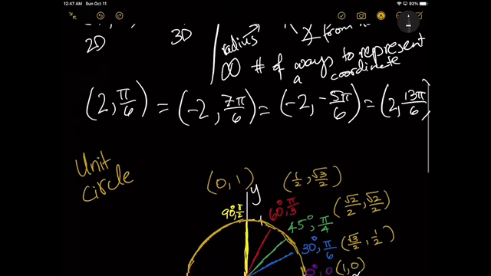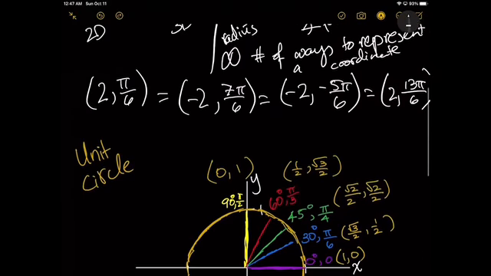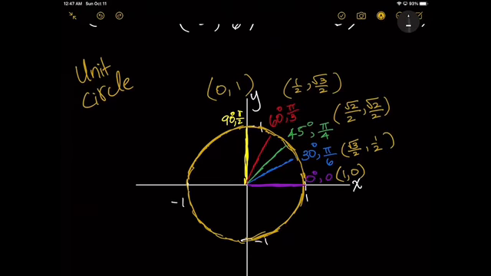Something very important to recognize in the polar coordinate system is to really know the unit circle. On the unit circle, the x coordinate represents cosine theta, and the y coordinate represents sine theta. So sine of 0 degrees, or 0 pi, is equal to 0, whereas the cosine of 0 degrees is equal to 1. The cosine and sine of 45 degrees, or pi over 4, is equal to root 2 over 2 comma root 2 over 2.